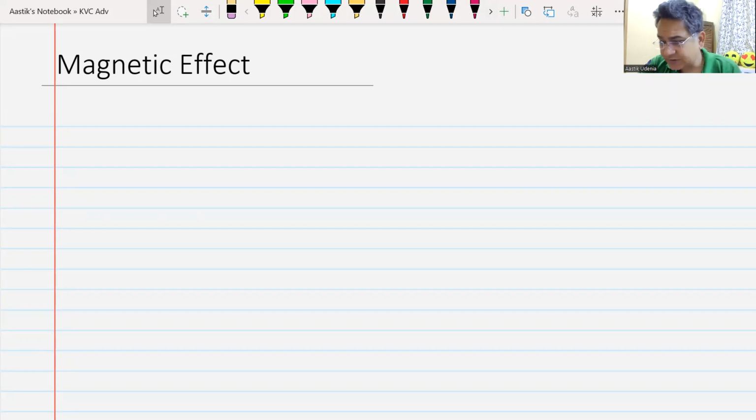This is lecture number 1, and we are dealing with magnetic effects of current. Now, as soon as we talk about magnetic effect, we must just see what is a magnet and what does a magnet do. What is a magnet and what does a magnet do?